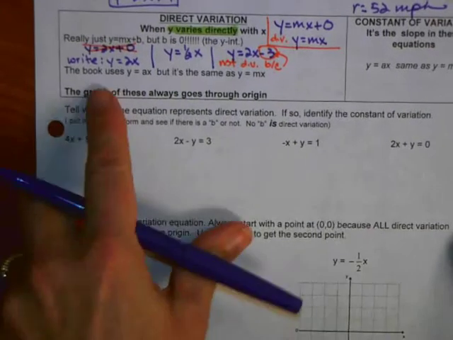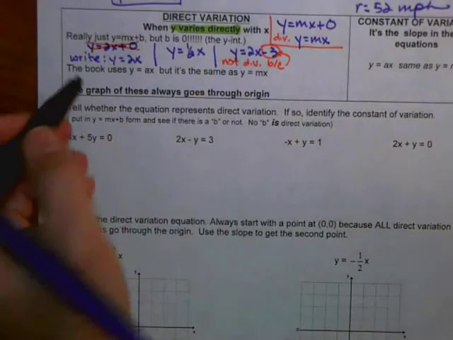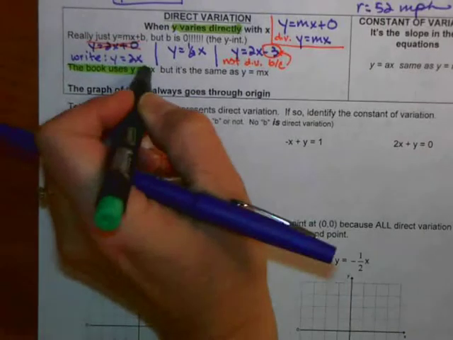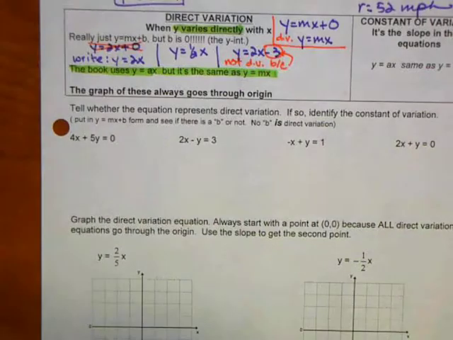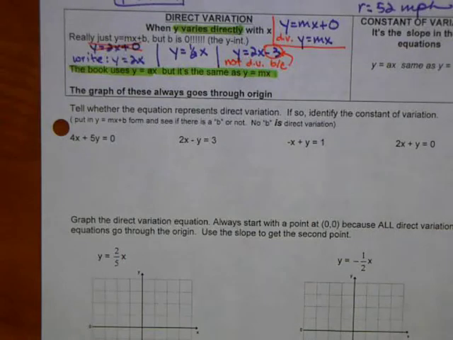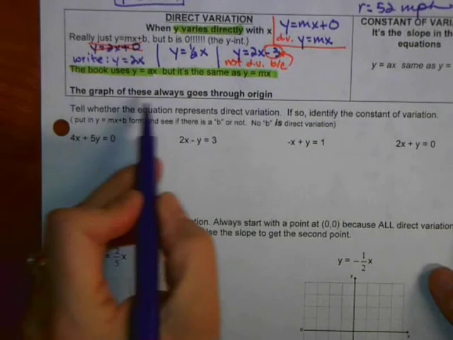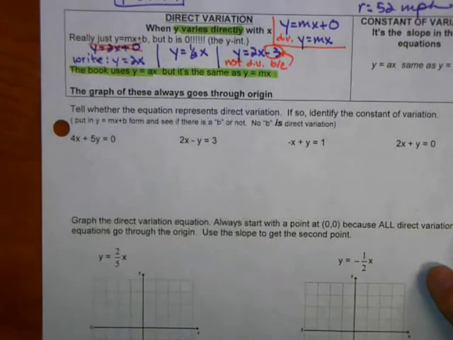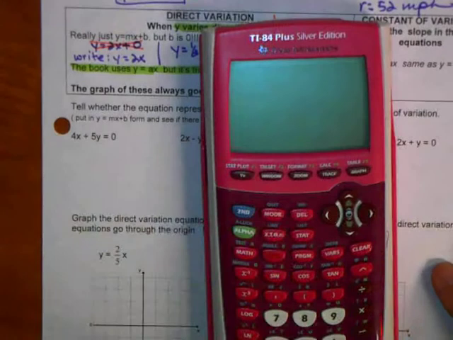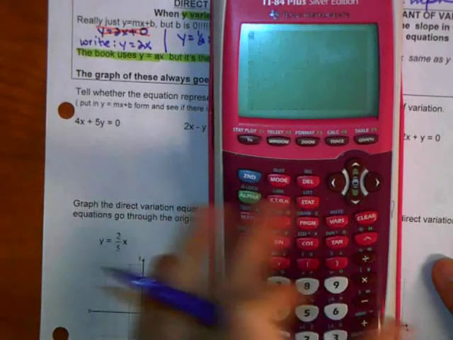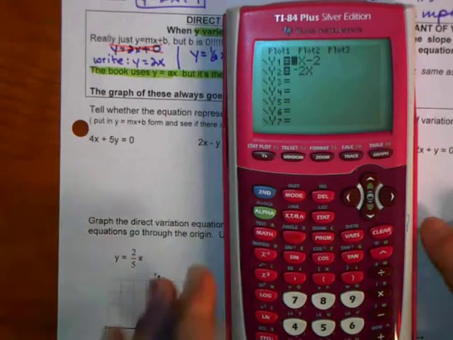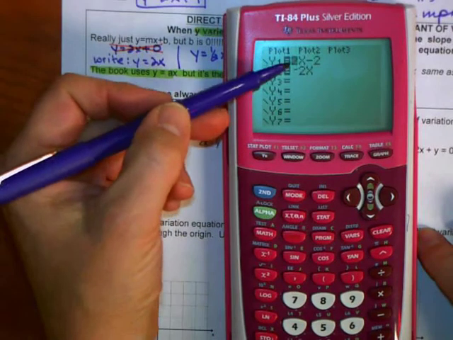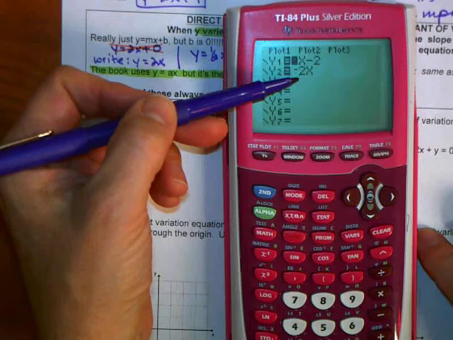So, I want you to highlight this. The book uses y equals ax, but it's the same as y equals mx. They just use a for direct variation. It's still the slope. Doesn't matter. And as Chuck said earlier, the graphs of these always go through the origin. So let me just show you. Which one of these is direct variation? The second one. How do you know that?